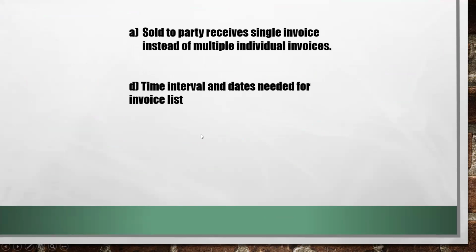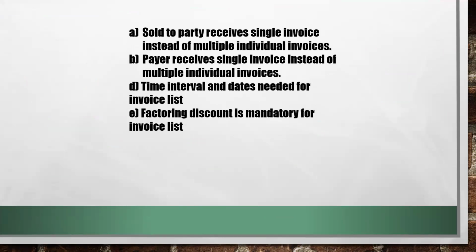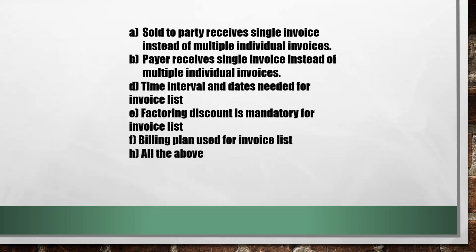A, sold-to party receives single invoice instead of multiple individual invoices. B is payer receives single invoice instead of multiple individual invoices. Okay. I'm going to maintain the C option. Anyhow, A, B, D, E. Time interval and dates needed for invoice list and factoring discount and billing plan and all of them.